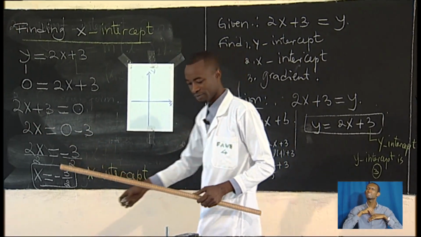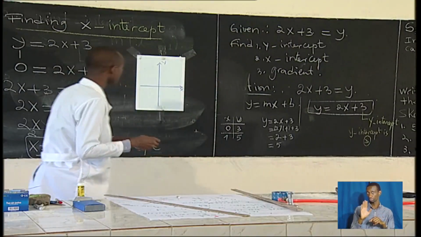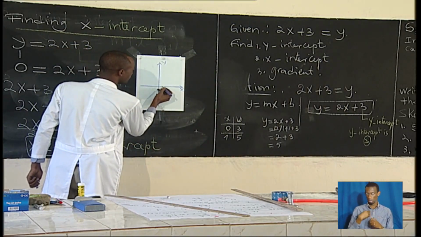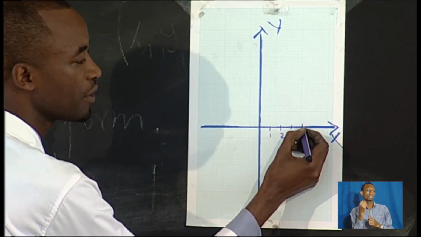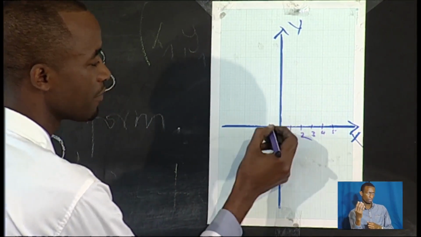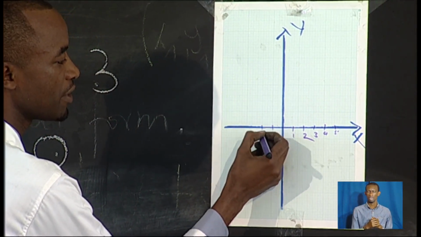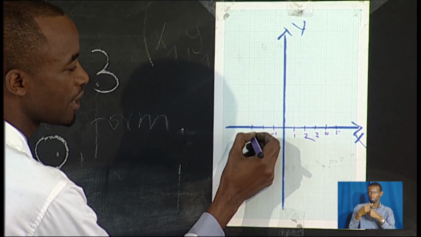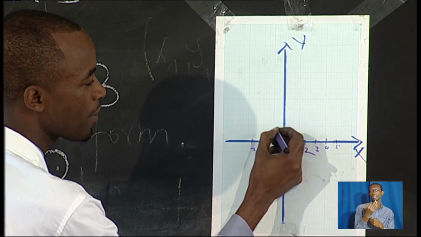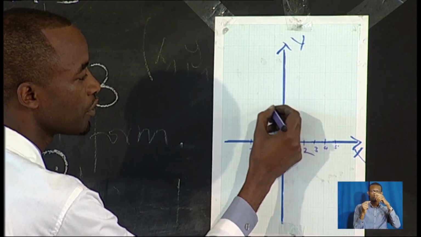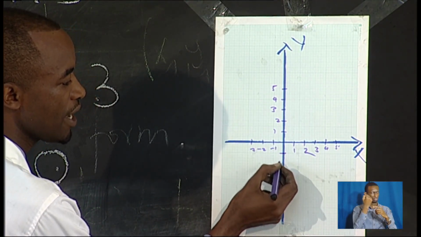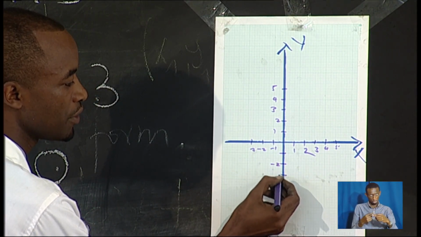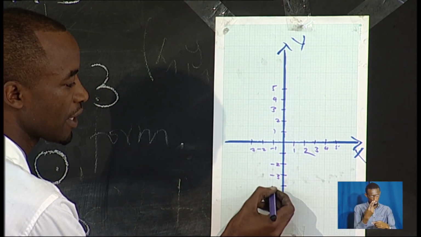Let's go over here. I have 1, 2, 3, 4, 5, negative 1, negative 2, negative 3. Here I have 1, 2, 3, 4, 5, and I have negative 2, negative 3, negative 4.